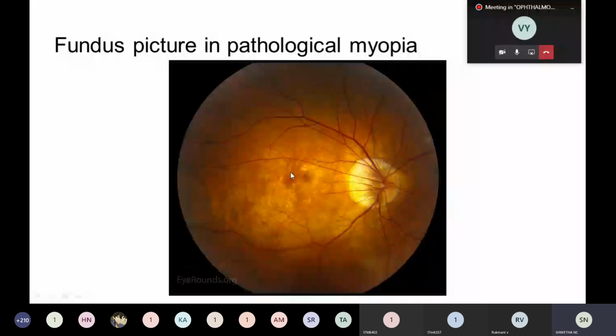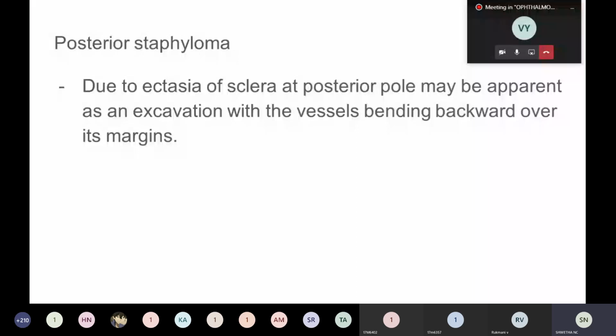So this is the picture of pathological myopia, and in some cases you can also see posterior staphylomas. Again, this will be asked in the exam. What is posterior staphyloma? Where do you see it? Posterior staphyloma is usually seen in pathological myopia, mainly because of ectasia of the sclera. There is a thinning of the sclera because the eyeball size is increasing, and there is a stretching of the retina.